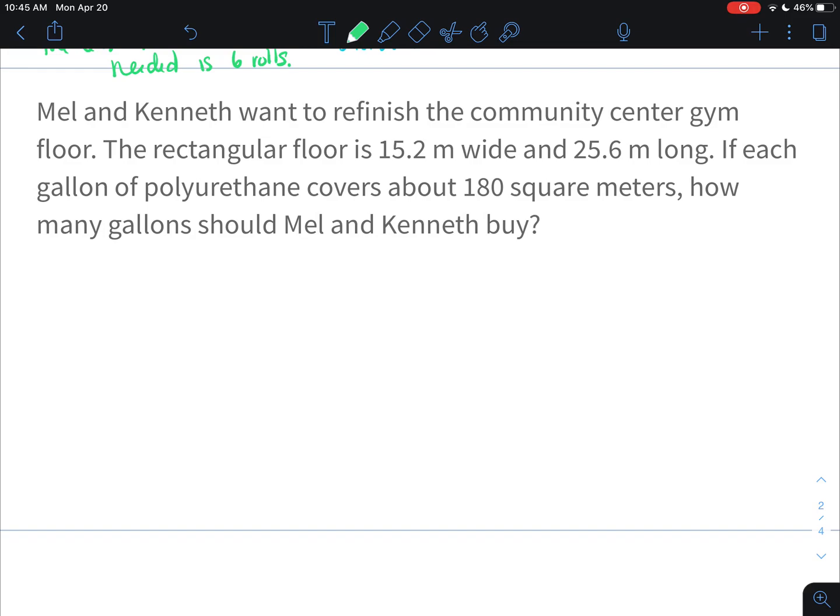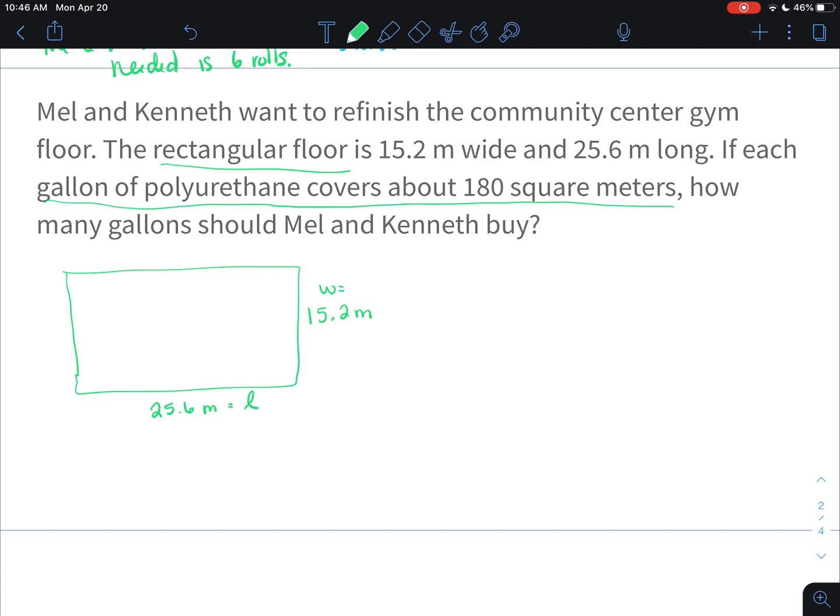So Mel and Kenneth want to refinish the community center gym floor. The rectangular floor, so if we draw the floor here, is 15.2 meters wide, so that's our width, and 25.6 meters long, so that's our length. If each gallon of polyurethane covers about 180 square meters, how many gallons should Mel and Kenneth buy?